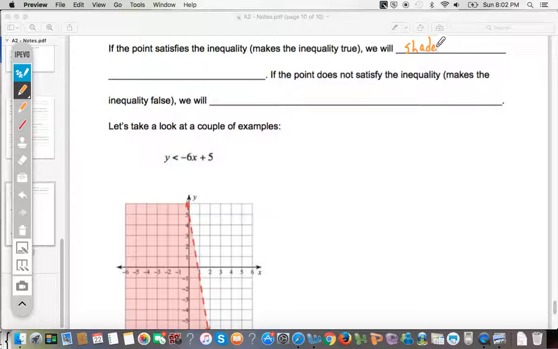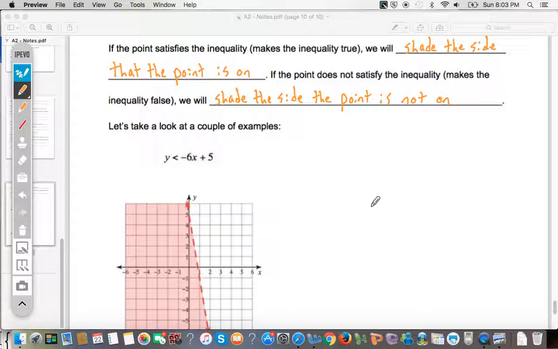we will shade the side that the point is on. Okay? If the point does not satisfy the inequality, so it makes the inequality false, we will shade the side the point is not on. Okay?